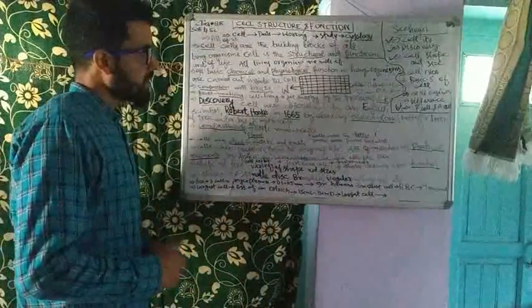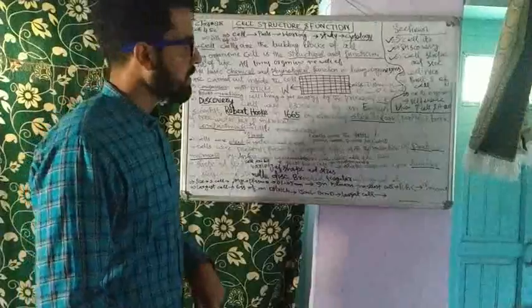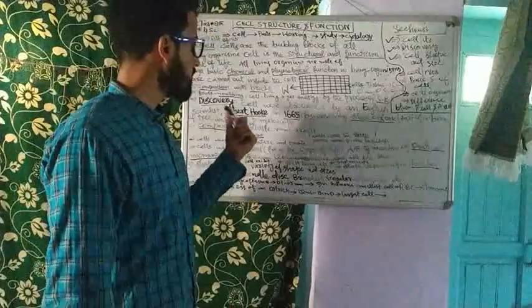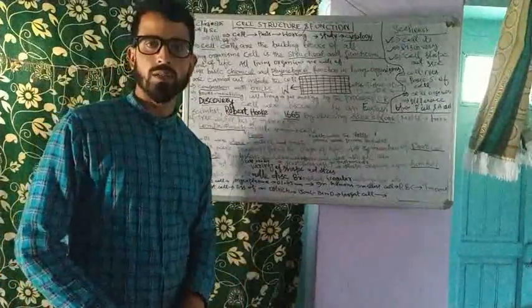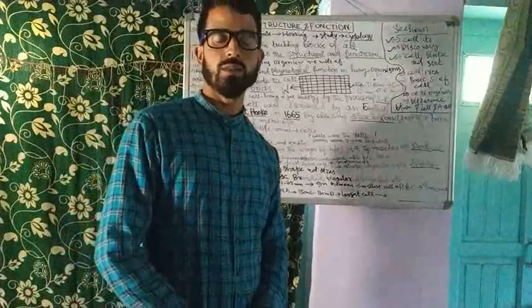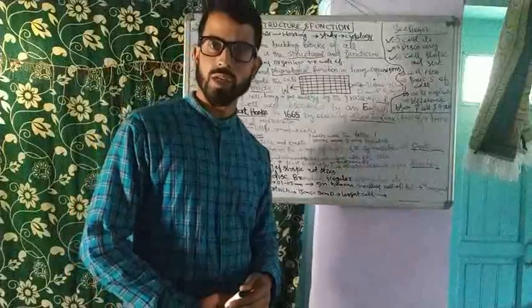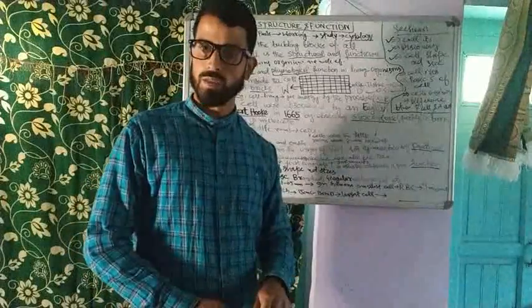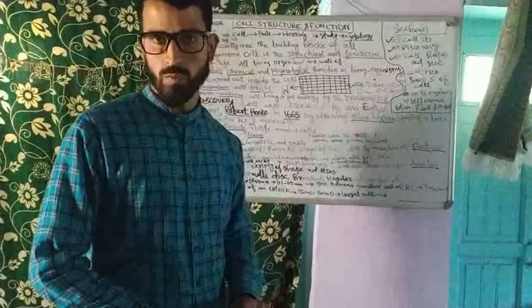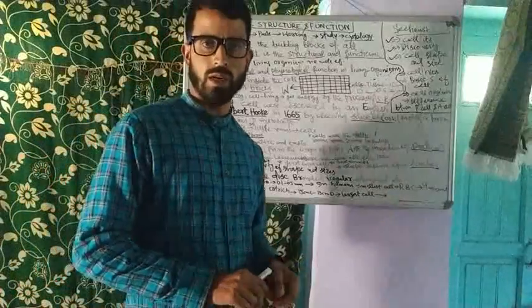So now we will see the discovery of the cell. Cells were discovered for the first time by Robert Hooke. You might have heard a number of times about Robert Hooke. Robert Hooke was the first person who discovered the cell, in 1665. How did he discover the cell?